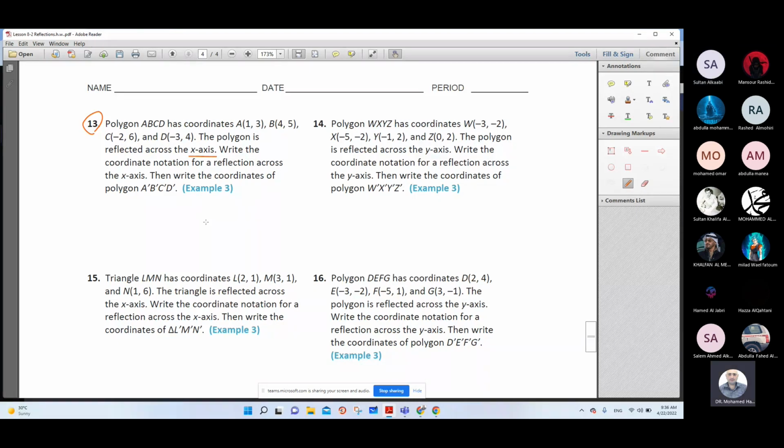Great. Here we can solve this question without graphing, because here we know it is the x-axis. So we have the first point A(1, 3). The reflection will be A prime. Keep the same x, and because here we have the x-axis, switch the y. Take the opposite of y, minus 3.